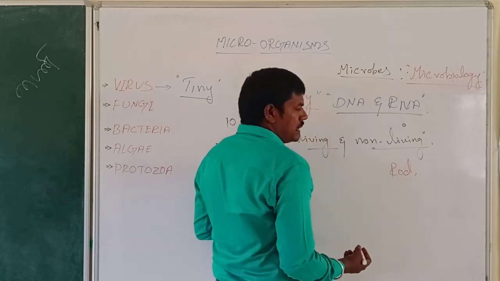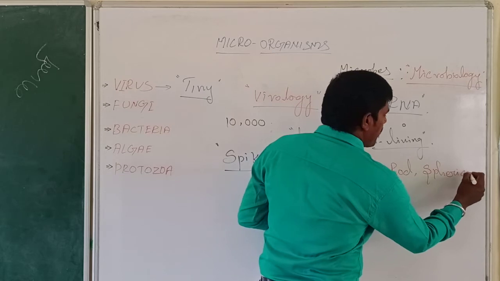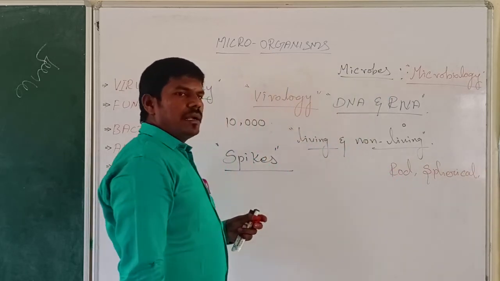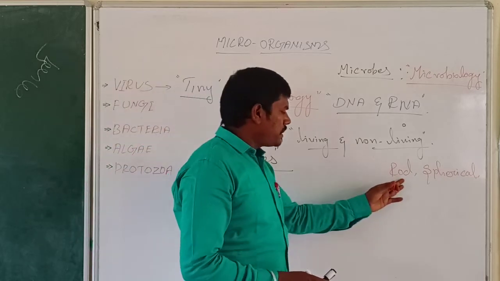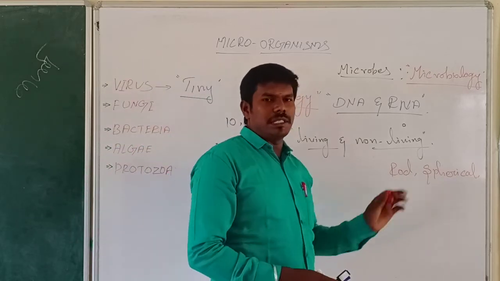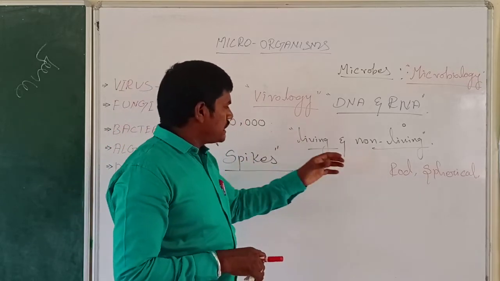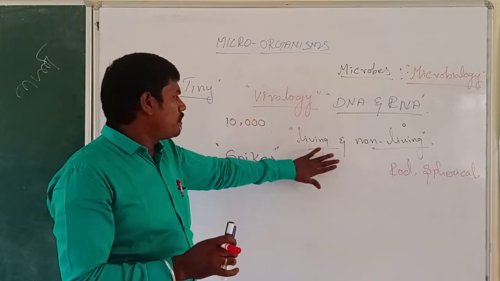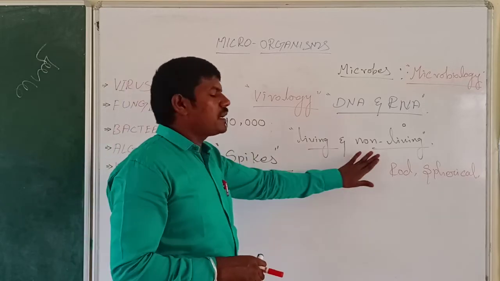rod shape and then spherical shape, and the other two shapes. Each and every shape of the bacterial virus is involved in some specific functions. The two characters present here are not utilized at the same time. Sometimes they perform in living character, sometimes in non-living character.